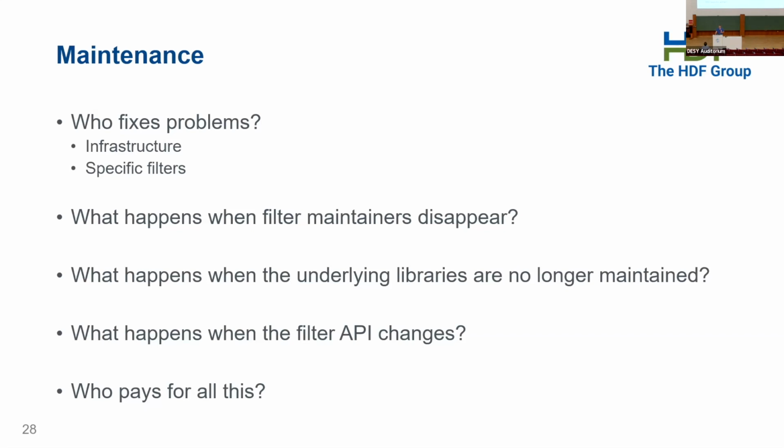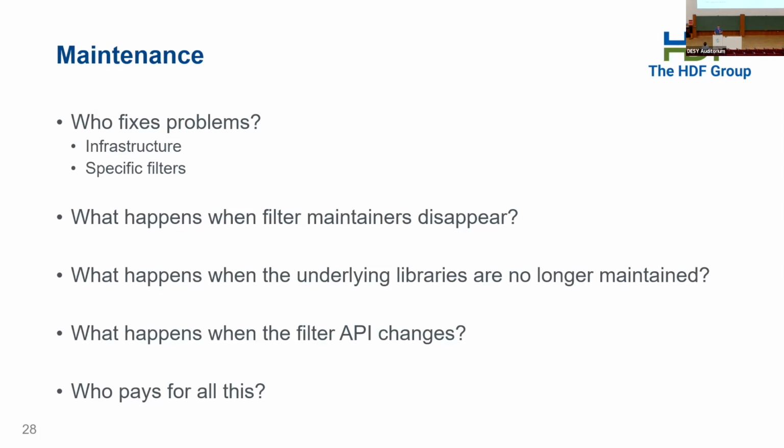What are we going to do? How are we going to deal with this in the library? And then what happens when the filter API changes? If we change the H5Z interface so that we, for example, better support heterogeneous computing, who's going to go through and update all the filter plugins? Some of which may not have authors that are active anymore.